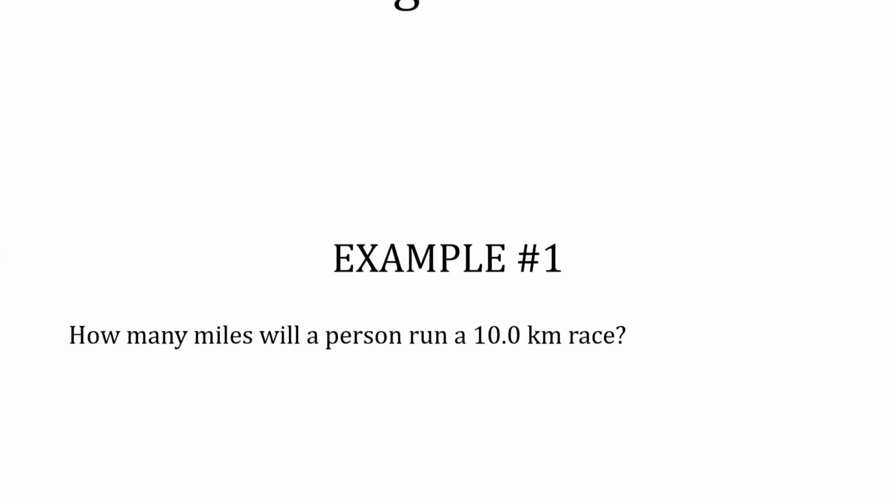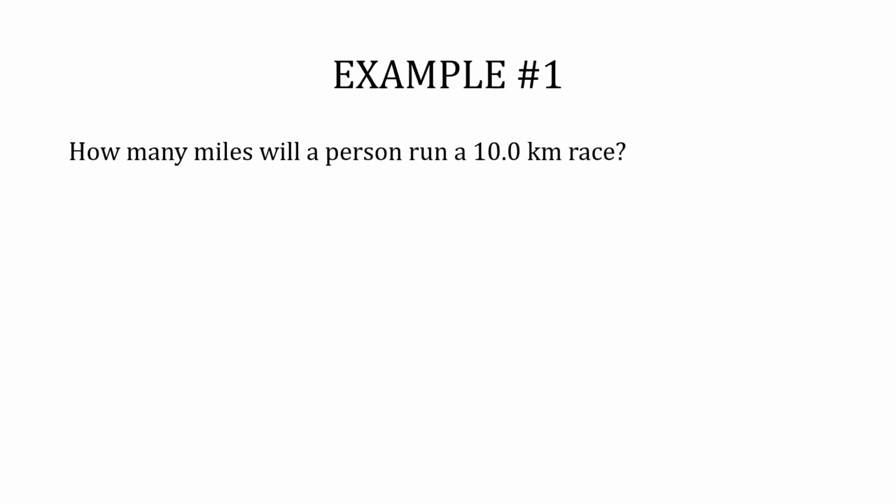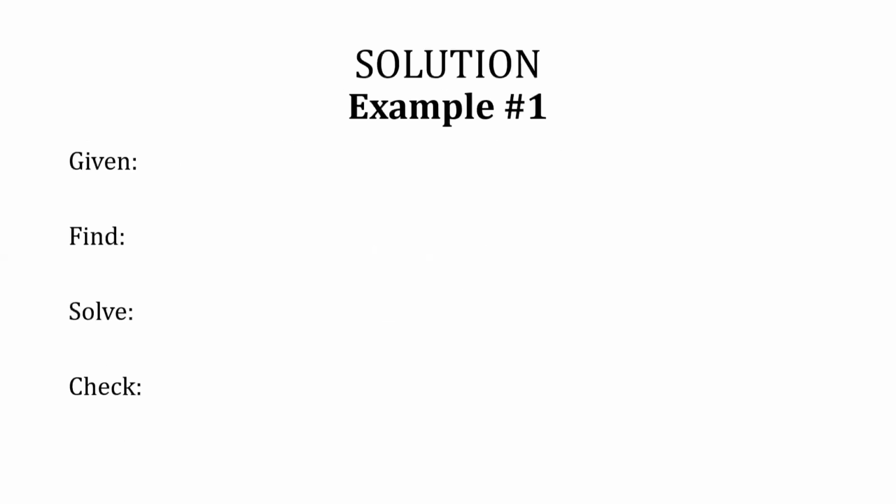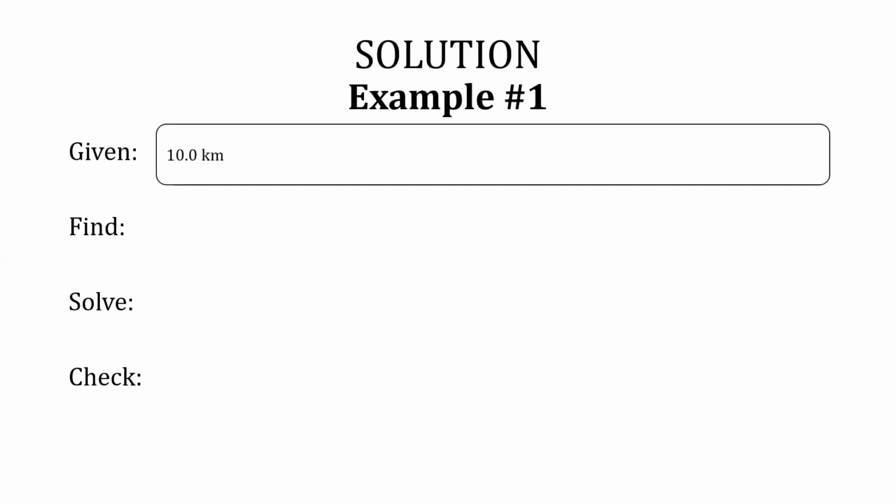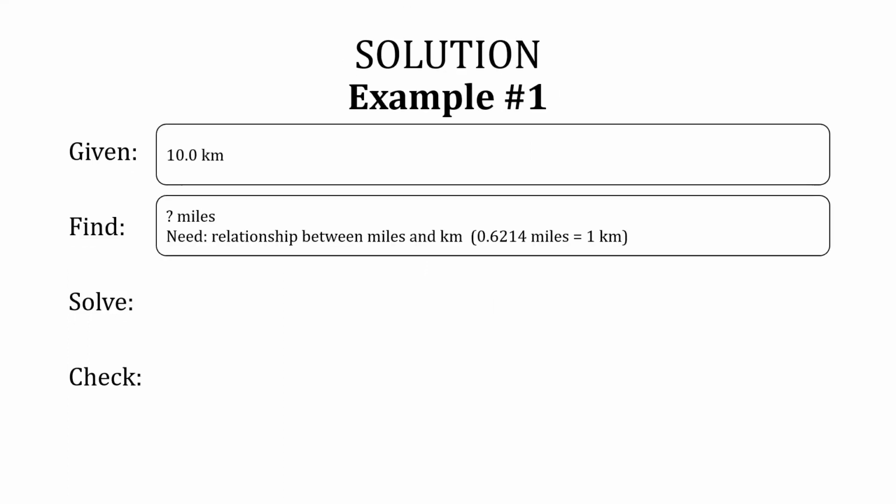Single unit. Example 1 is, how many miles will a person run in a 10 km race? It is given that the distance equals 10 kilometers. To find the distance in terms of miles, it requires knowing the relationship between miles and kilometers, and it turns out that 0.6214 miles equals 1 kilometer.